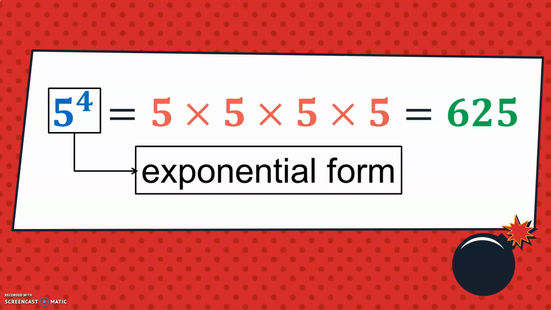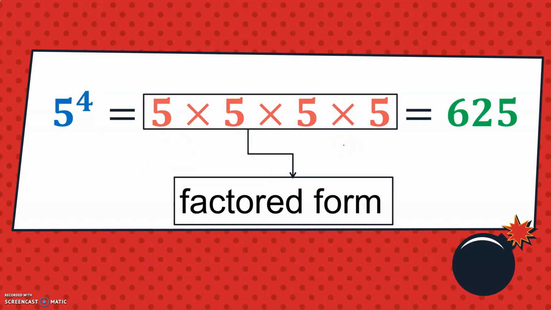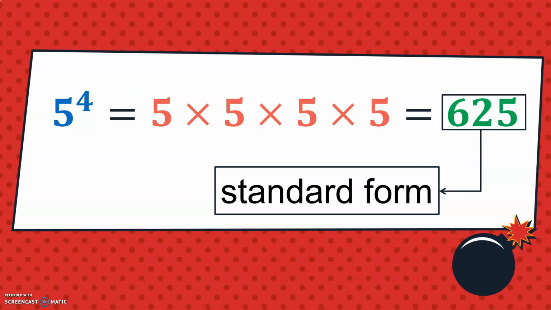5 raised to the power of 4, just like what I mentioned earlier, is called the exponential notation or exponential form. If you express it in multiplication, this one here is what we call the factored form. Then if you simplify or perform the multiplication here, the answer is called the standard form.